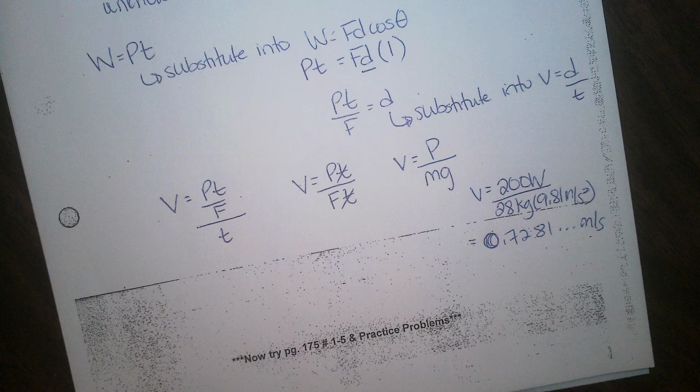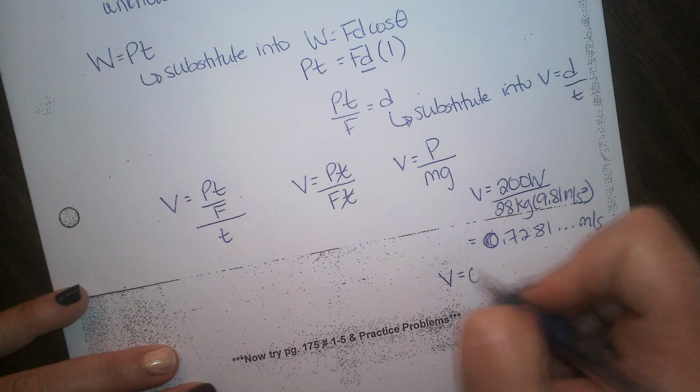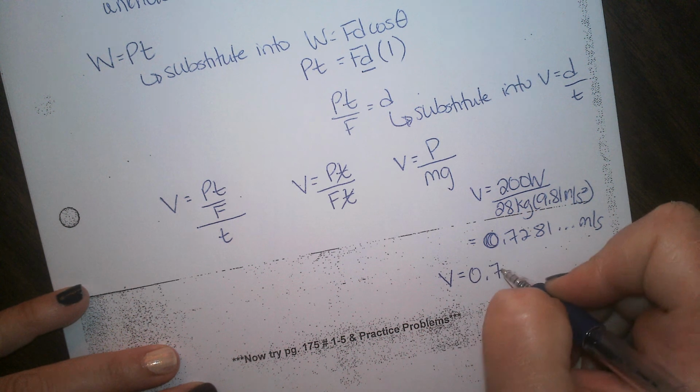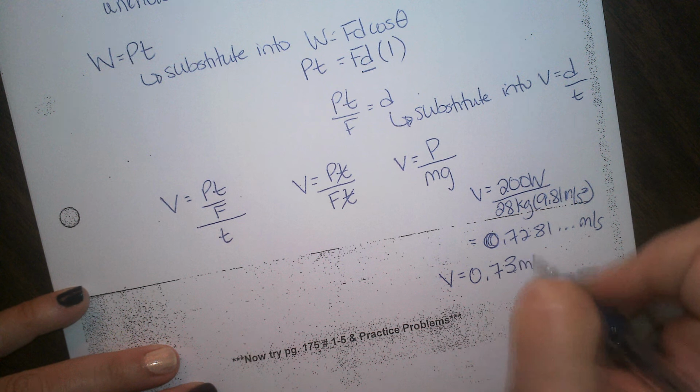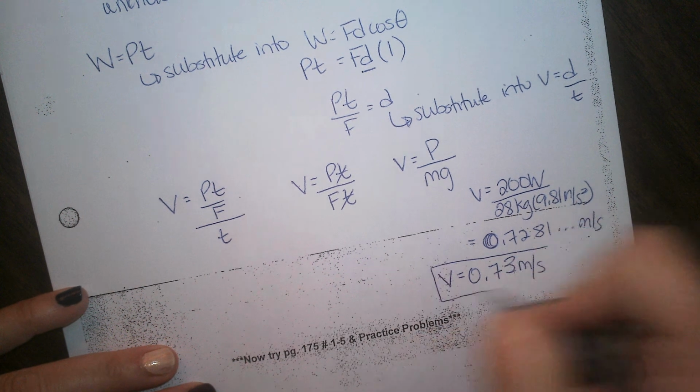Is that the answer I heard? Okay. So then if we had to give an actual sig-dig answer, it would be 0.73 meters per second. And it said speed, so we don't need a direction.